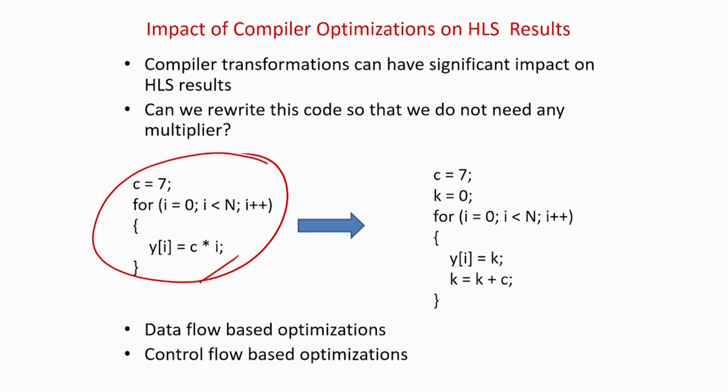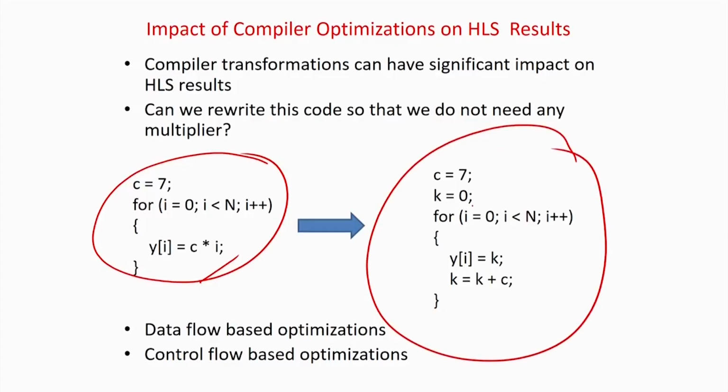If I do a slight compiler optimization, which is called strength reduction, I can write the same thing with a slight modification, adding one extra variable, and implement the same thing using an adder. You can just check it. These are standard compiler optimization fundamentals: strength reduction, dead code elimination.